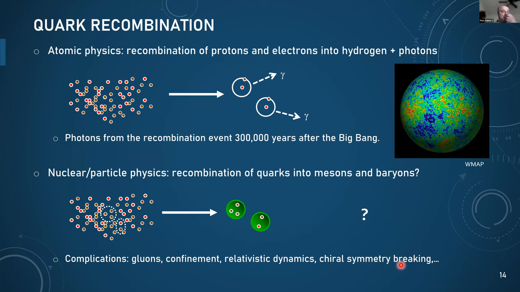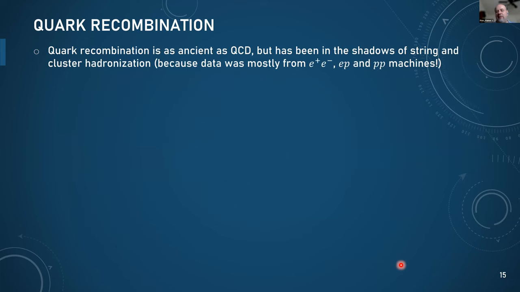So there are lots of potential difficulties. And in fact, maybe those are some of the reasons why, even though people have tried recombination models at the same time when some of the other models emerged, basically from the 70s.